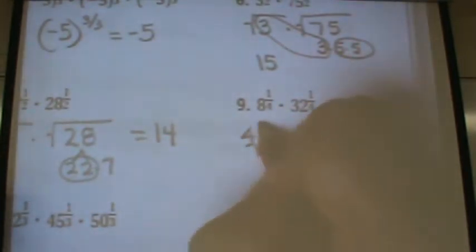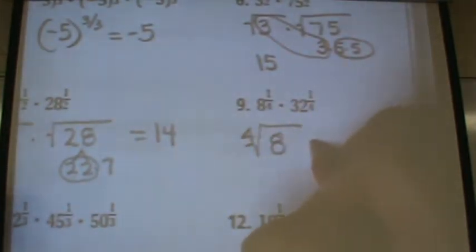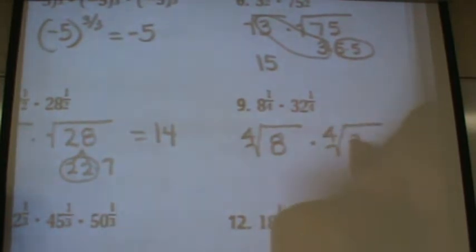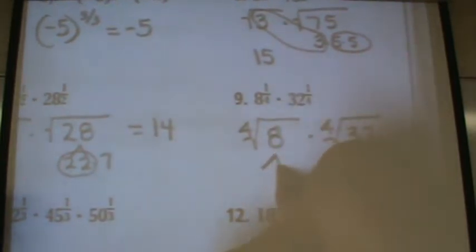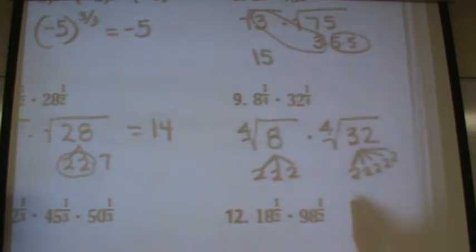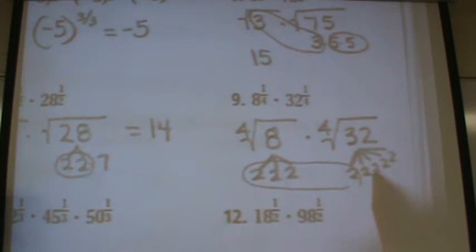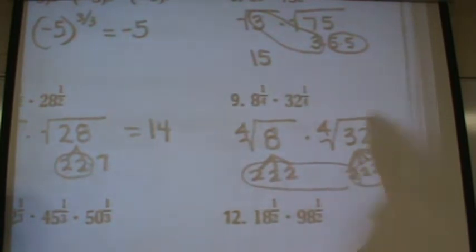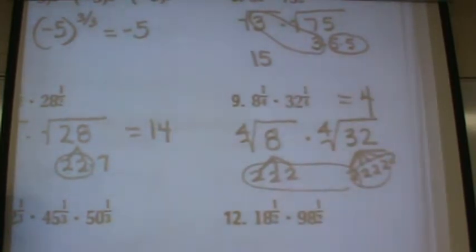Number 9, we've got the 4th root of 8 times the 4th root of 32. Well, 8 is 2 times 2 times 2, and 32 is 5 2's. 1, 2, 3, 4, 5. So we're looking for 4 of a kind. So we've got a total of 4 there and 4 here, so 2 times 2 is 4.